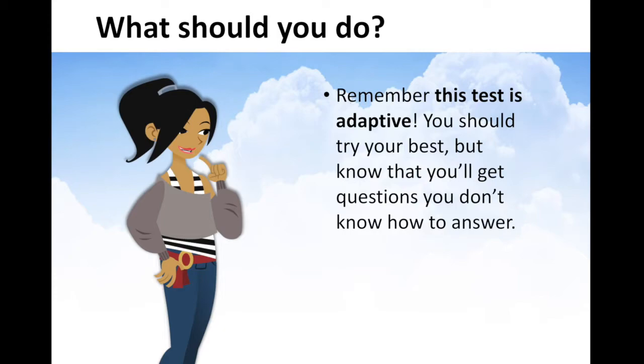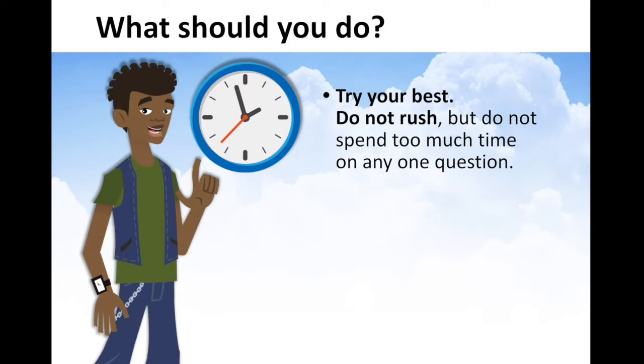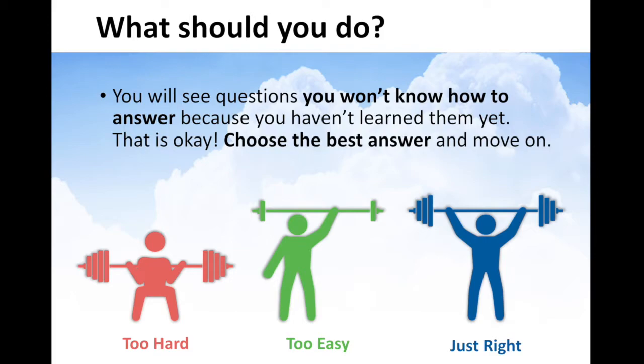So remember that this test is adaptive. You should try your best, but know that you're going to get questions you don't know how to answer. Again, try your best. Don't rush, because if you rush, you might make silly mistakes, and then you'd end up with lessons that are kind of too easy for you. On the other hand, don't spend too much time on any one question. If you feel like you've been stuck for a long time and it's just really, really hard, it's okay to take your best guess and go on. Again, you're going to see questions you won't know how to answer because you haven't learned them yet. That's okay. Choose the best answer and then move on.